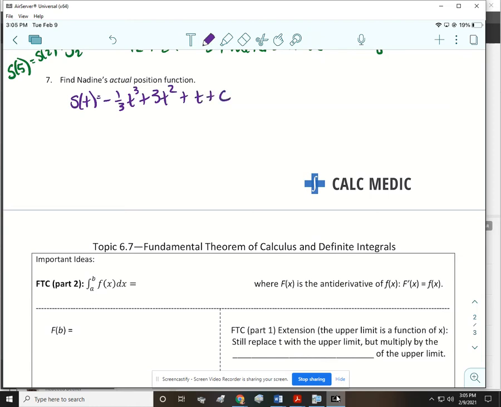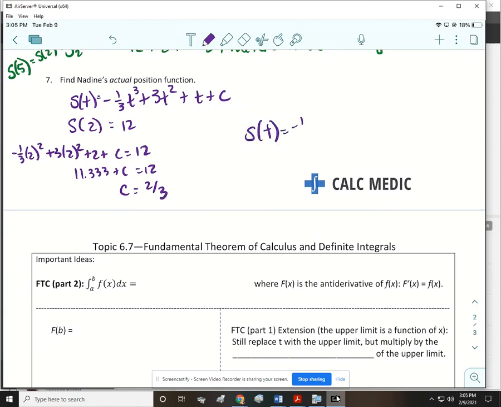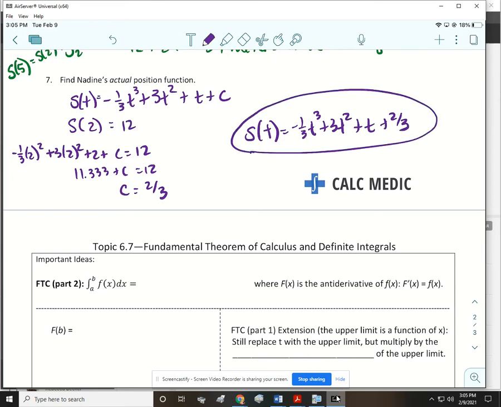All right, and then I know that S of 2 should equal 12. So you can go back and put 2 in for all those t's. That's going to give you 11.33333. So when I subtract that, my c is 2/3. So the actual position has the 2/3 in for c.